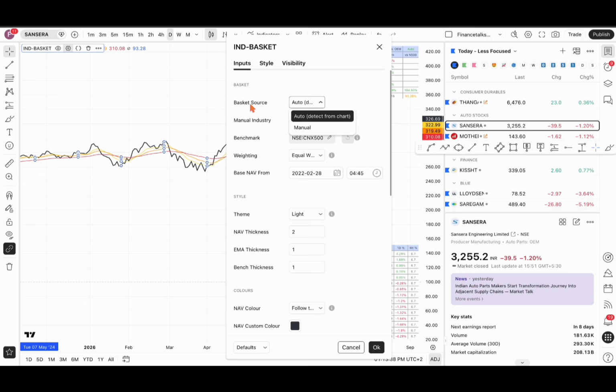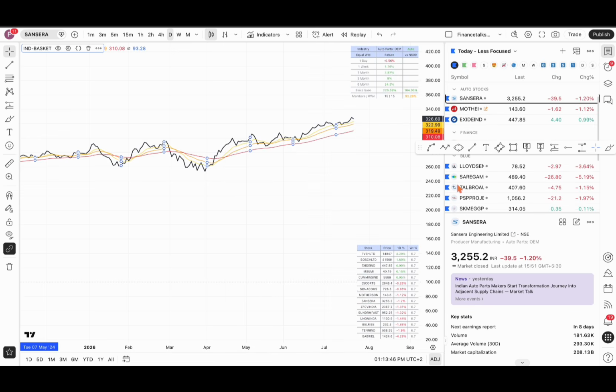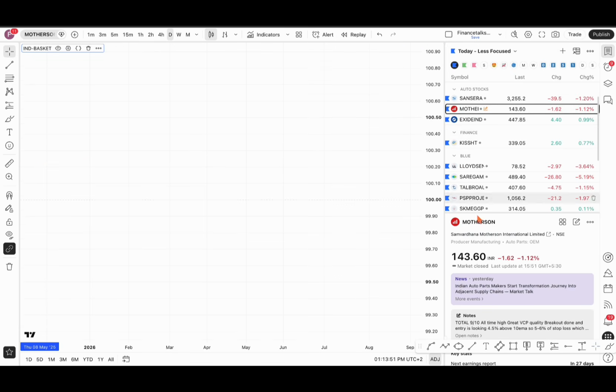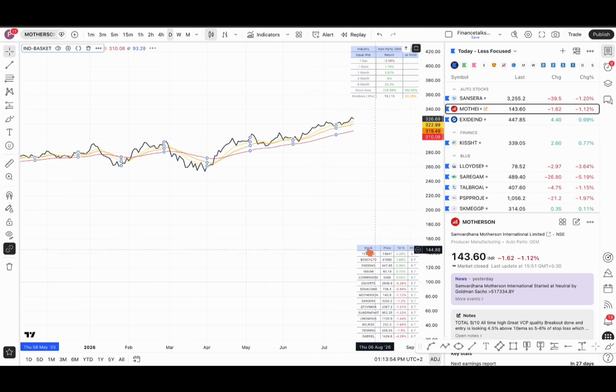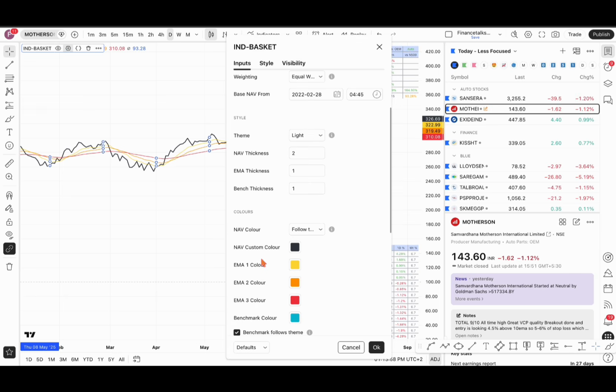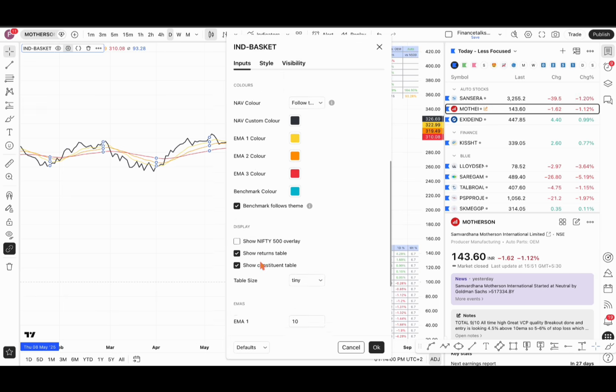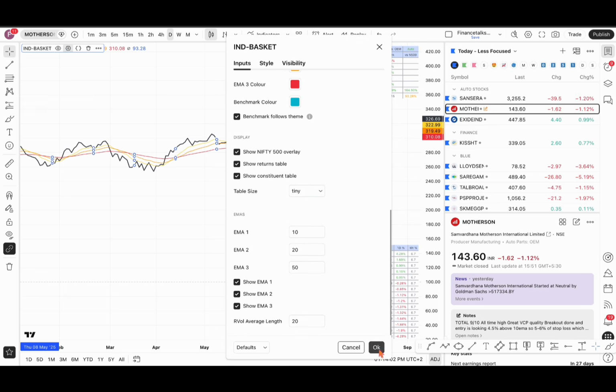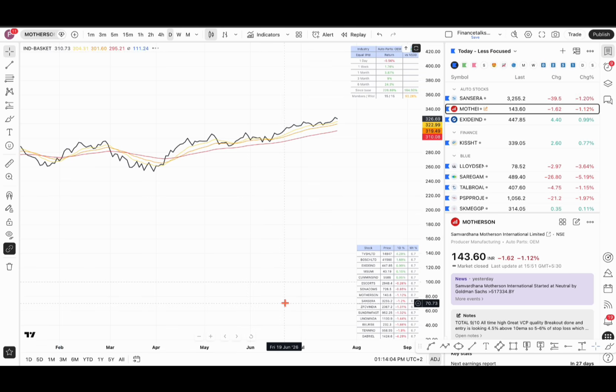Basically, if I have sourced it from auto, for example, it is from Sansera right now, producer manufacturing. Okay, for example I go to Motherson. So it is from auto as well, so it will reflect all the auto stocks right over here. If I enable the Nifty 500 overlap, it will also show me Nifty 500 as the base. Okay, let it load.